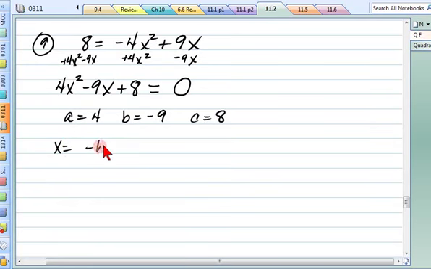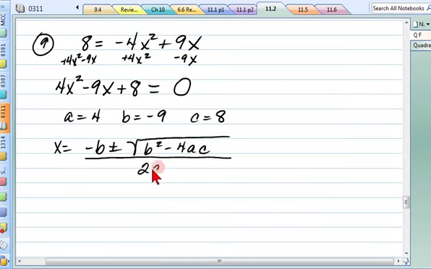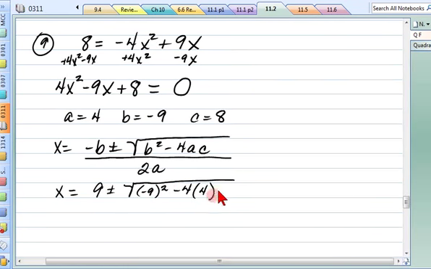X is equal to negative b plus or minus the square root of b squared minus 4 times a times c all over 2 times a. If you actually write the quadratic formula down every time you use it, you'll have it memorized after the lesson, even though you don't have to. Negative b, well, what's the opposite of negative 9? Positive 9. Plus or minus the square root of (negative 9) squared minus 4 times 4 times 8 all over 2 times 4.